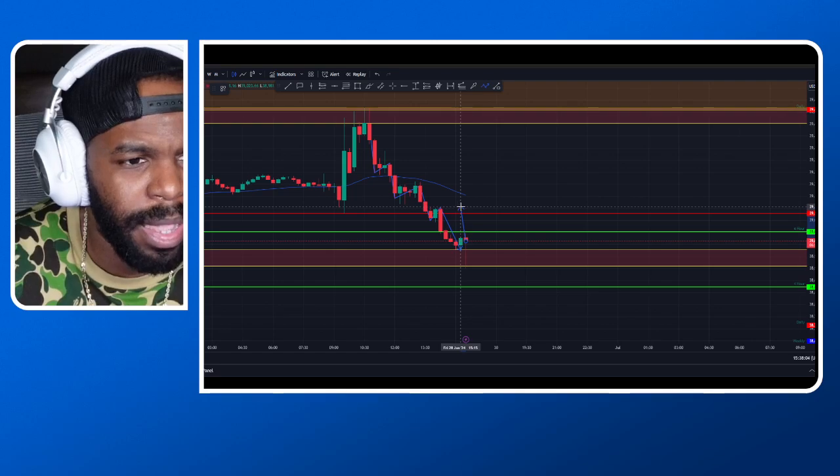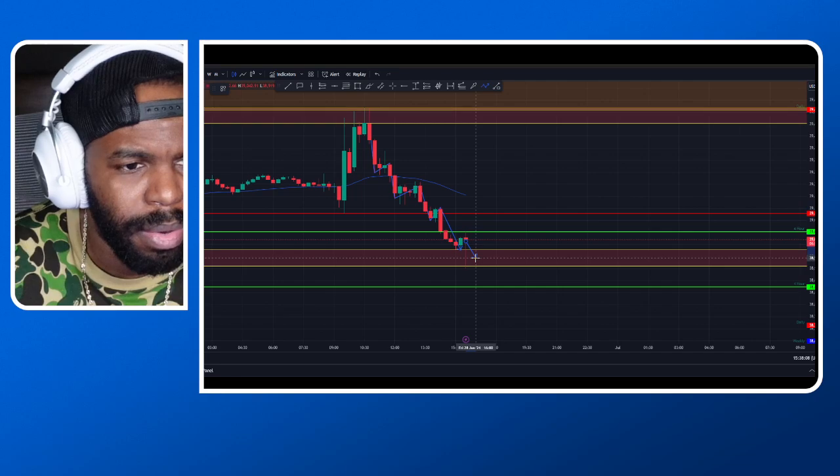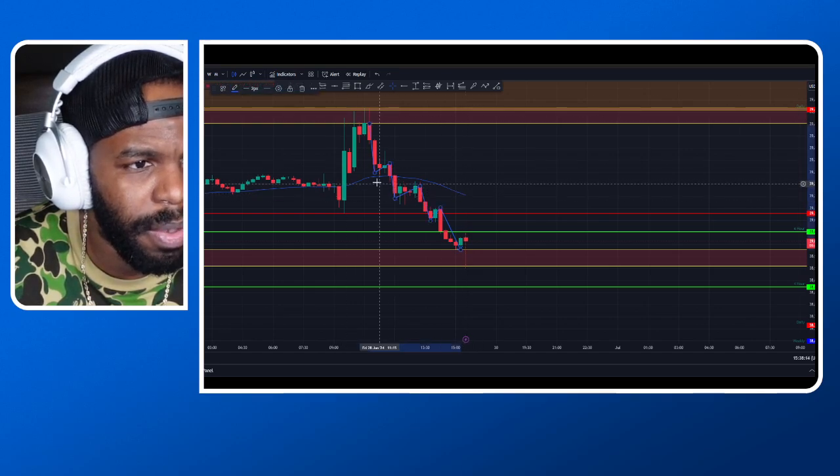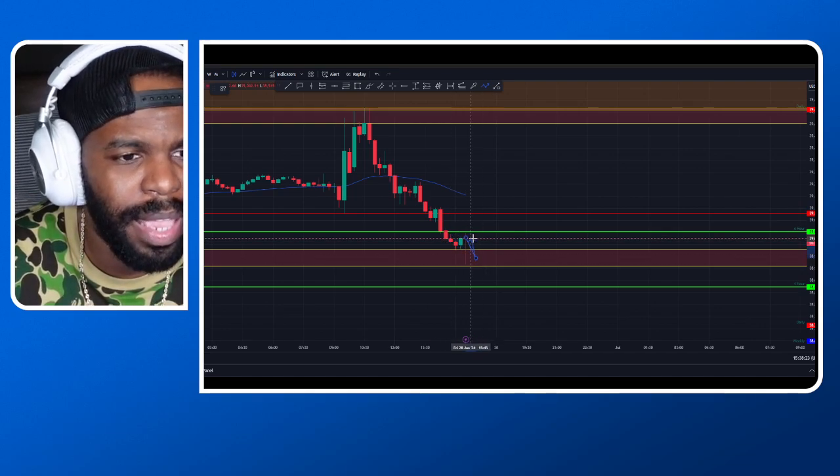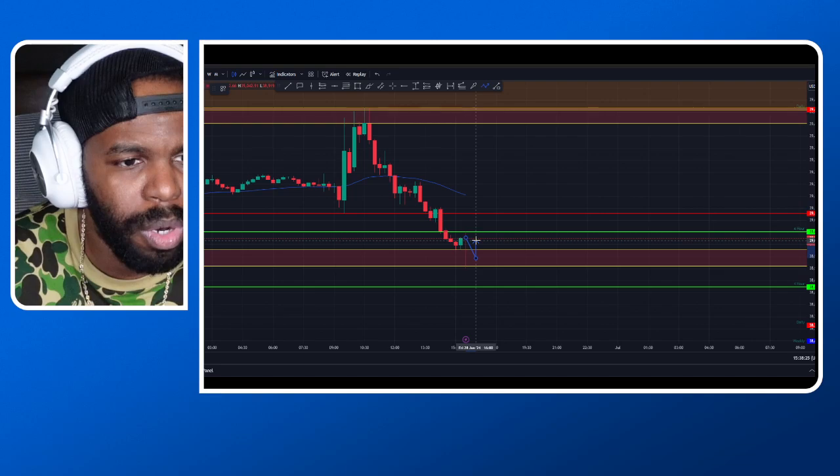All right. It might not even get up there. It might create another lower low. And then if we created another lower low here, I'm going to show you another scenario. What could happen? Price could create another lower low here. And if the price created a lower low here, now this will be the new lower high.